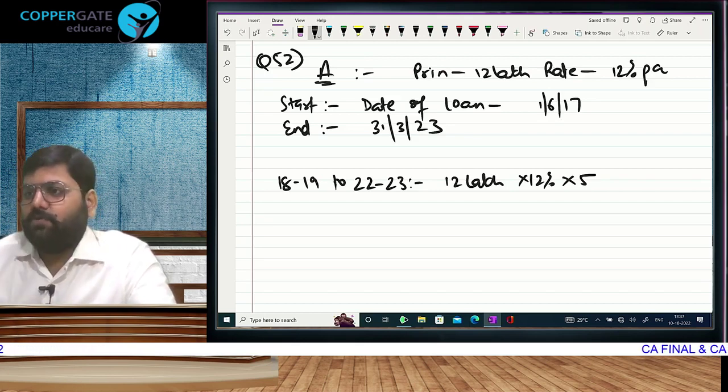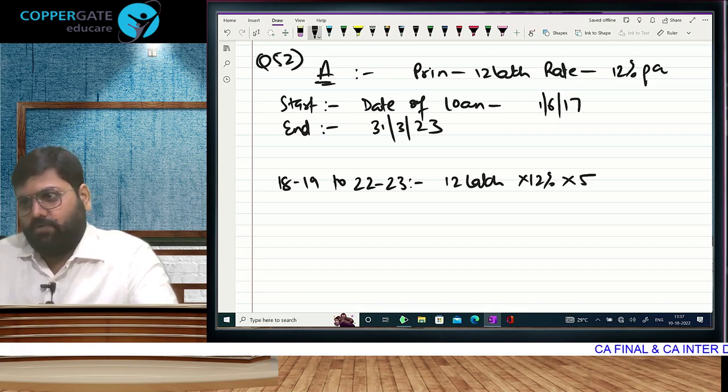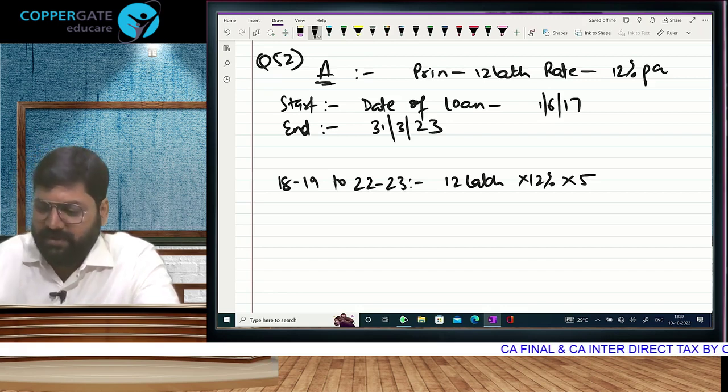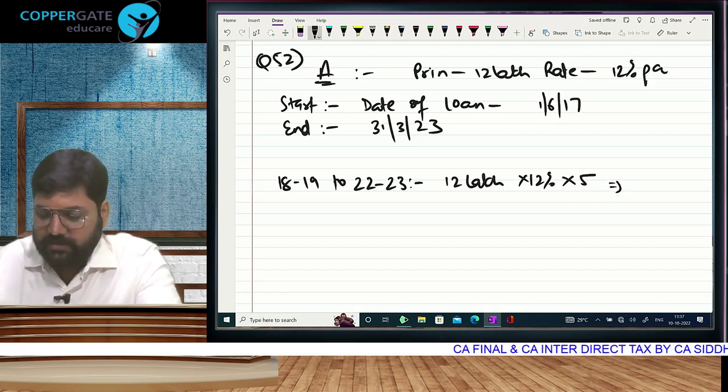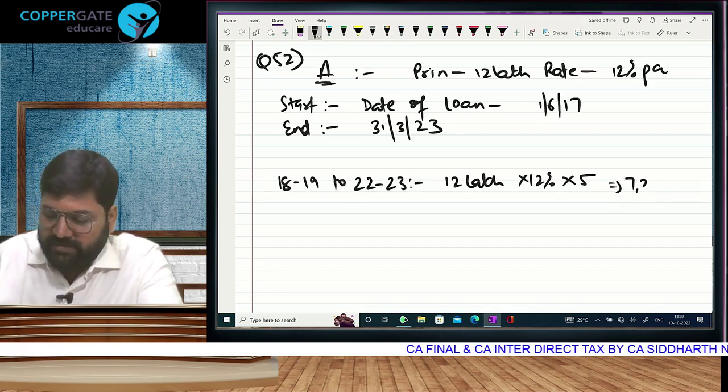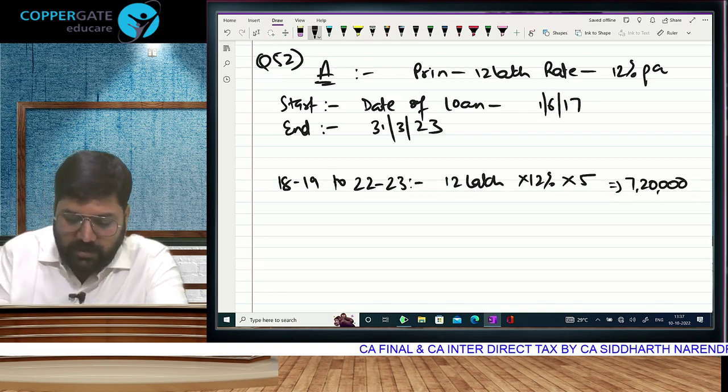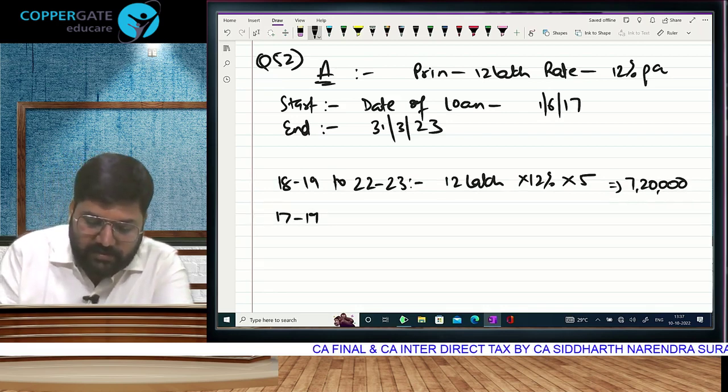18-19, 12 lakh into 12%. 19-20, 12 lakh into 12%, so ultimately those 5 amounts will be the same. So add that 5 times or multiply by 5. That's 7 lakh 20,000.